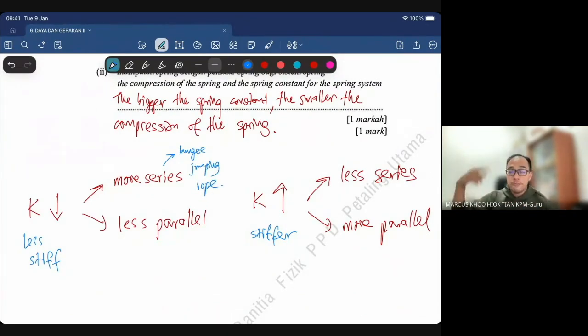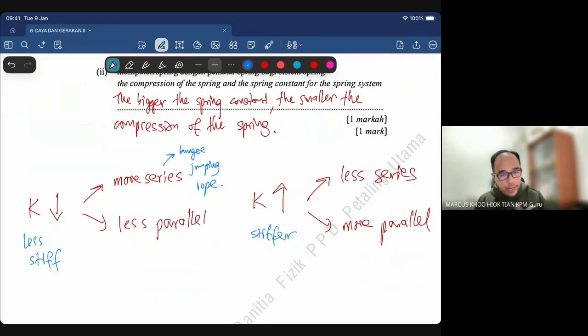Bungee jumping rope is basically one spring after another, arranged in such a way that it can extend as far as possible without breaking. Because of this, it's less stiff because it's so extendable.